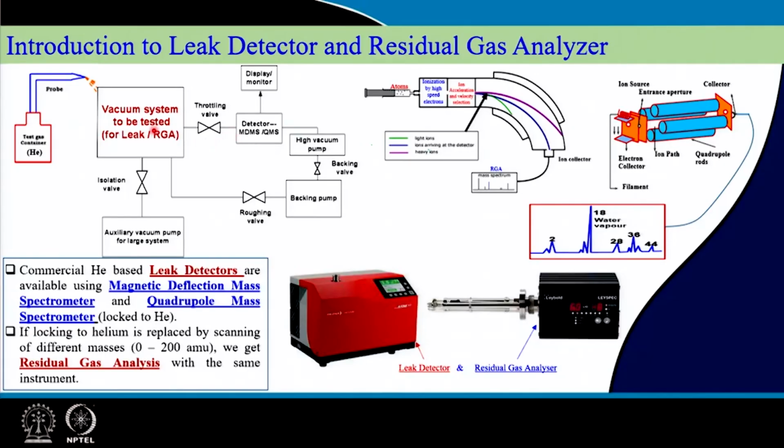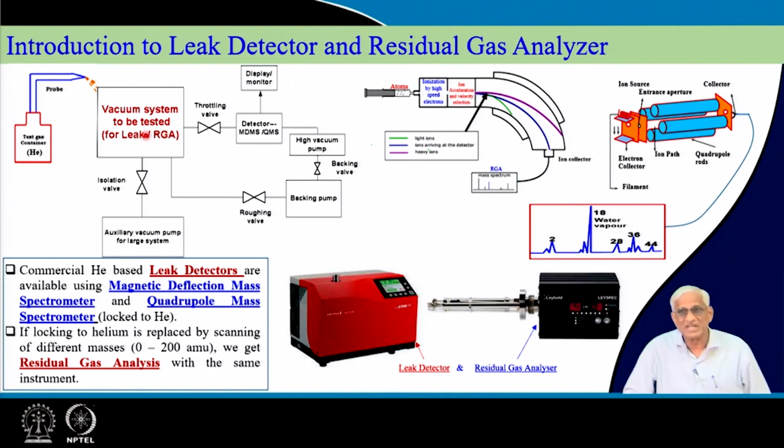In a typical vacuum system, what is it we are trying to do? Carefully concentrate on this diagram. This is the vacuum system to be tested for leaks as well as with the RGA. Because some problem was there, it was not properly working, so we are sending it to the repairing section.